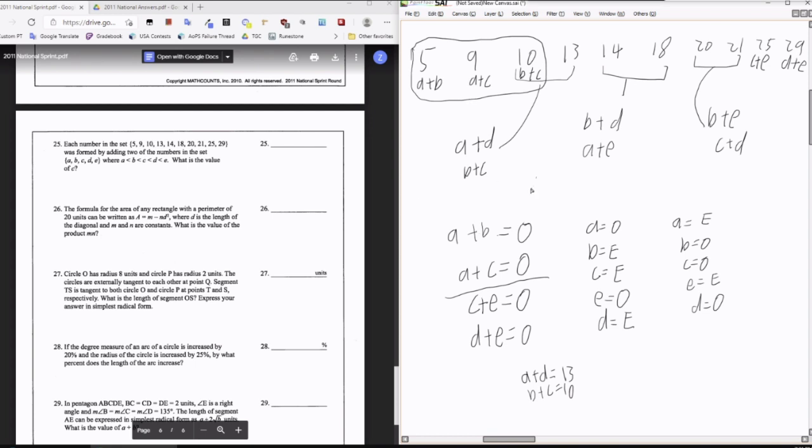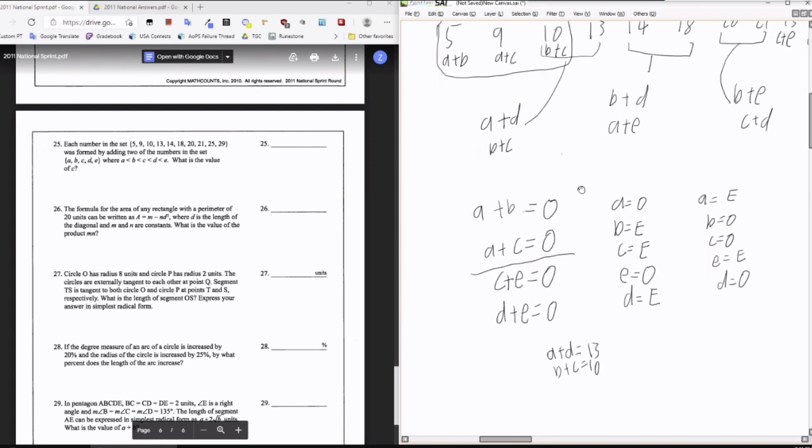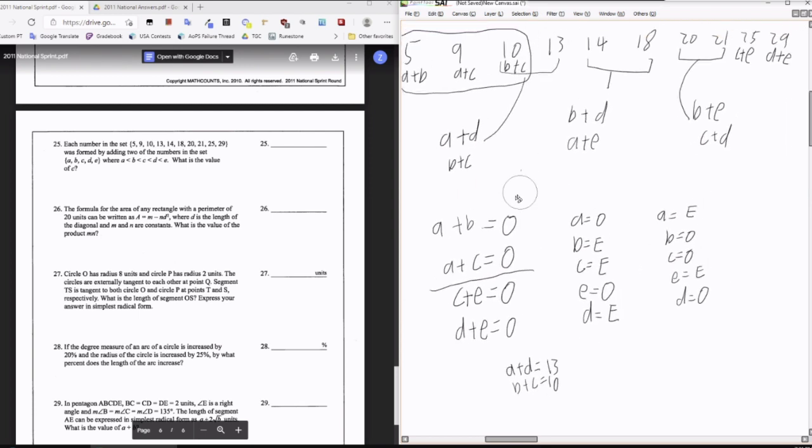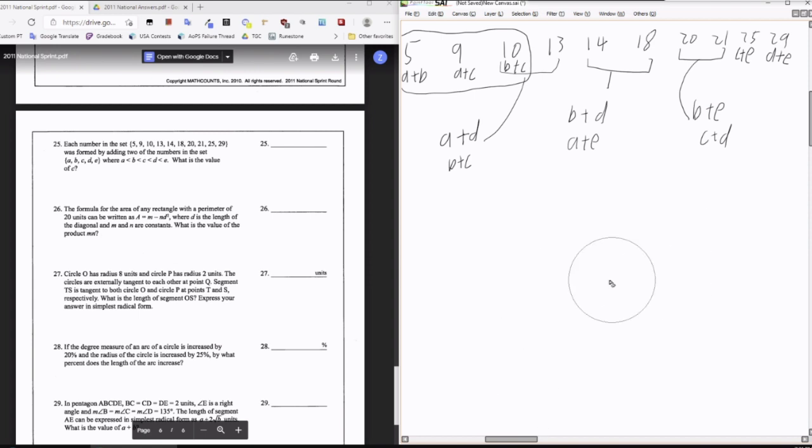We can just solve this like, A plus B equals 5, A plus C equals 9, B plus C equals 10. So we can solve this like, I'm just gonna add them. I'm just gonna add all of them.